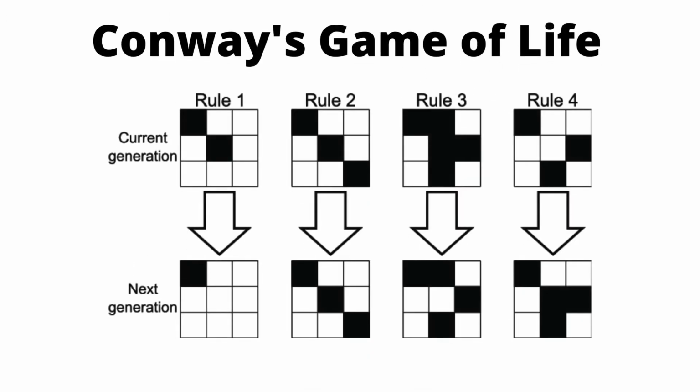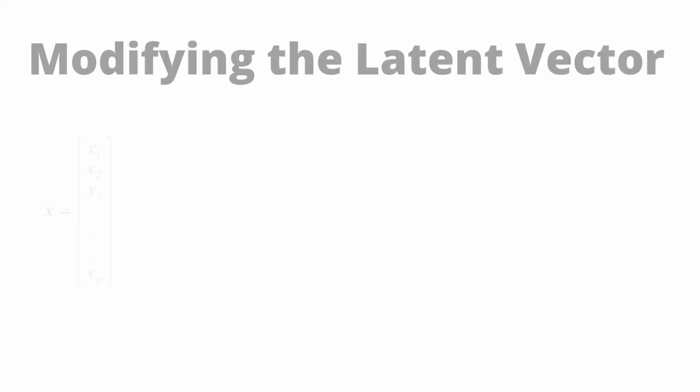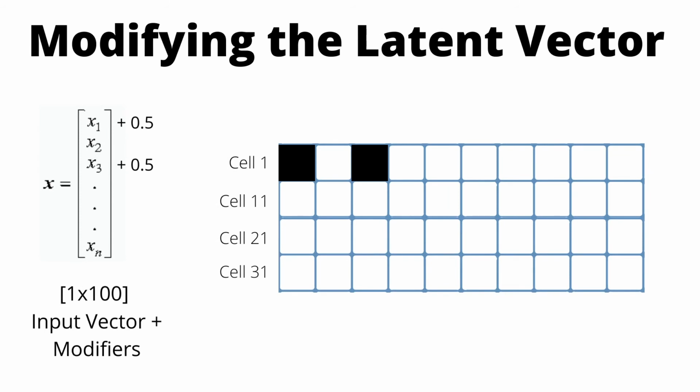Conway's game of life is a famous non-deterministic cellular automaton with rules that predict if a cell will live or die at each iteration. Using a 10x10 grid, I simulated Conway's game of life and used it to slightly modify my length 100 vector input to the generator. If the cell was alive, I added 0.5 to the corresponding index in the input vector.